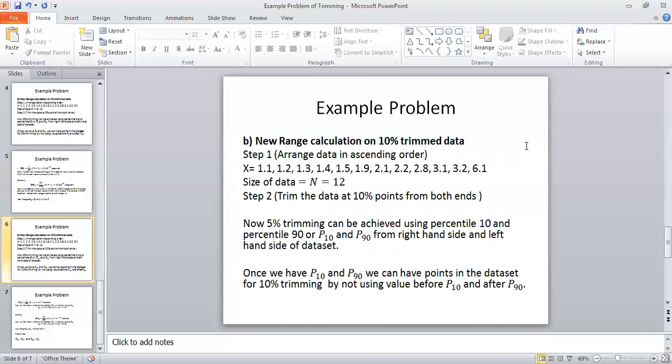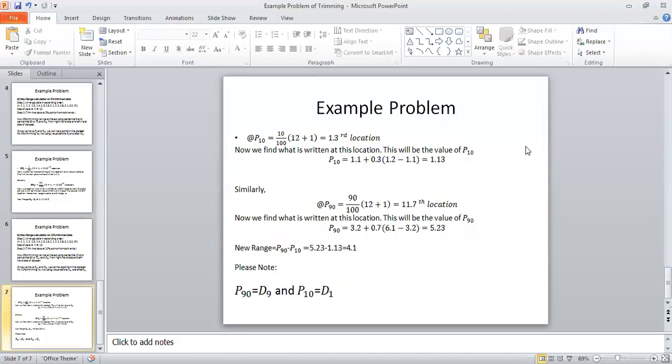Now for the 10%, the trick is we find the P10 and P90, because before P10 we have 10% data, and after P90 we have 10% data. So if we cut off at P10 and P90, we would be left with the data set that has been trimmed by 10% from both ends, right? So it's like scissors cutting both the ends at 10% locations. So we find P10 and P90, and for P10 the location is 1.3, and at 1.3 we have the value which is 1.13.